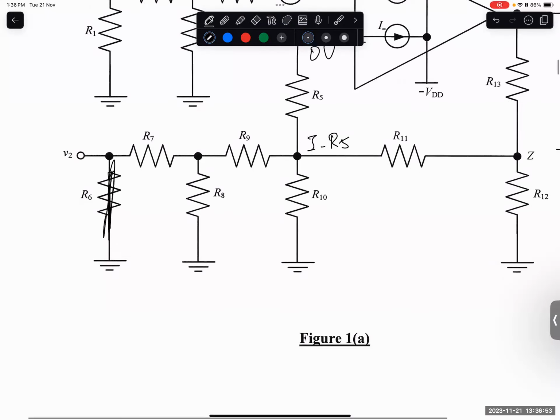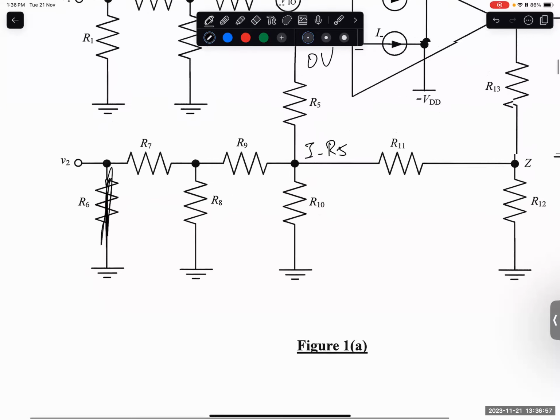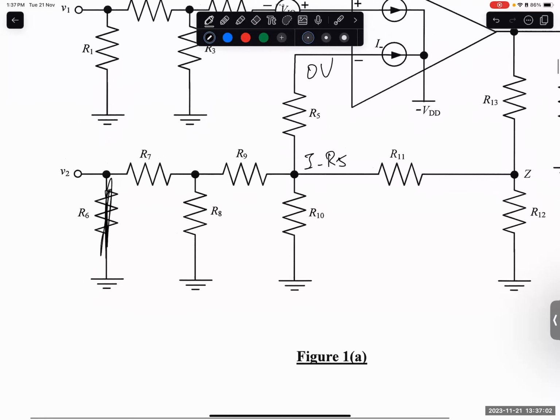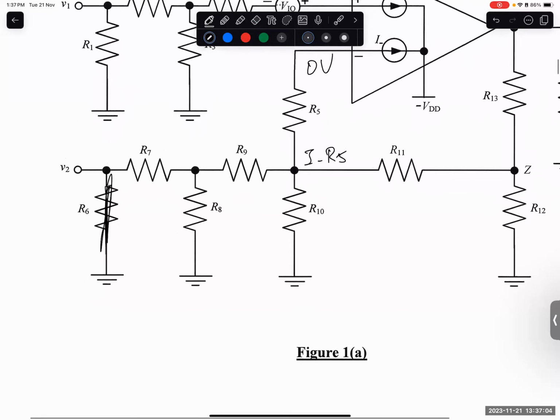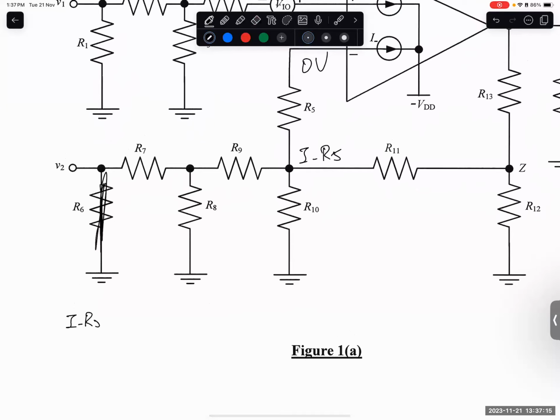Okay, so now this one we need to include R5 also because there's some current going down here. So we cannot just copy the expression. So what we need to do now is basically the same thing as just now. So what we do is I minus R5. Oh, I just do I minus first. On top is R5. Oh, sorry, maybe I'll just do I minus R5. Okay, this is the voltage.